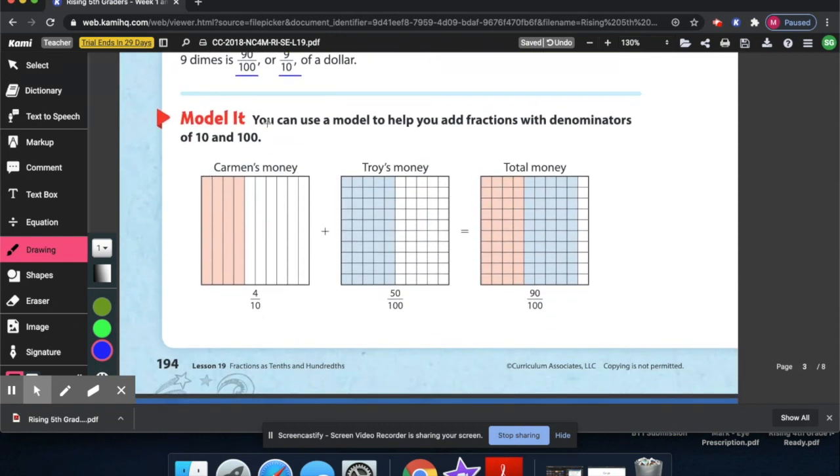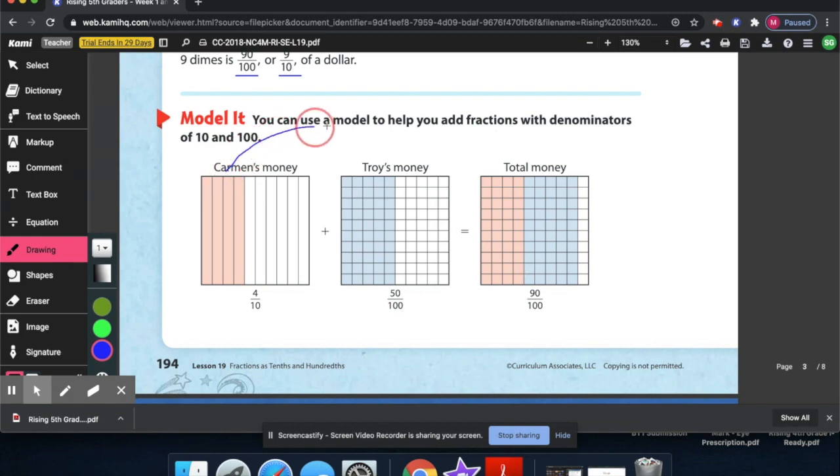Model it. You can use a model to help you add fractions with denominators of 10 and 100. Okay, they put Carmen's money and they put it as tenths. So remember, these represent tenths. Then they put Troy's money and they represent it by hundredths. And remember, there's those 100 tiny little squares within it. And then they put it all together. It's all represented as hundredths, but you could also do it in tenths.